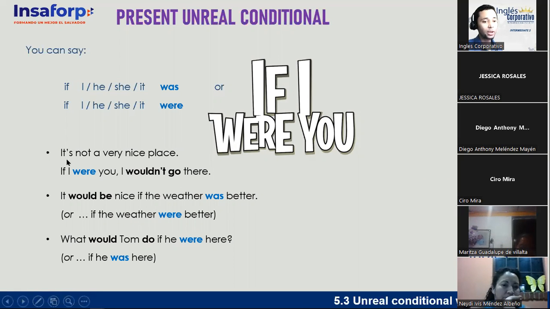So you have some examples. It's not a very nice place. If I were you, I wouldn't go there. Si yo fuera tú, yo no iría ahí. Second example, it would be nice if the weather was better. You can also say, it would be nice if the weather were better. This is more formal. Third example, what would Tom do if he were here? ¿Qué haría Tom si estuviera aquí? You can also say, what would Tom do if he was here? But again, were is more formal. This only occurs with the verb be. Okay, very important.